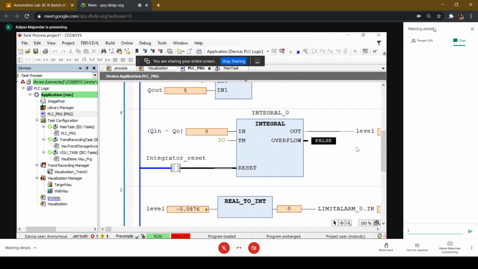So our integration process has got to be stopped if the level or the volume comes to zero. So this is a conditional integration. The integration operates when the level is between 0 and 100. 100 এর উপরে গেলে বা 0 নিচে গেলে the integration has got to be stopped.